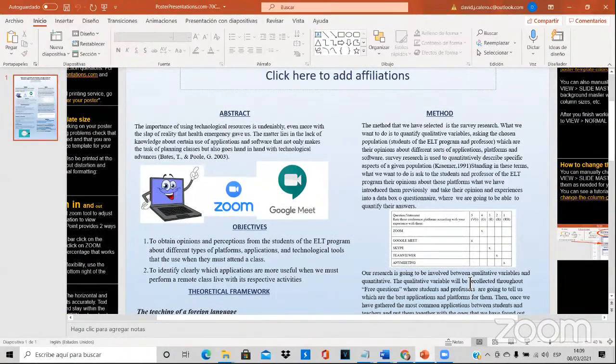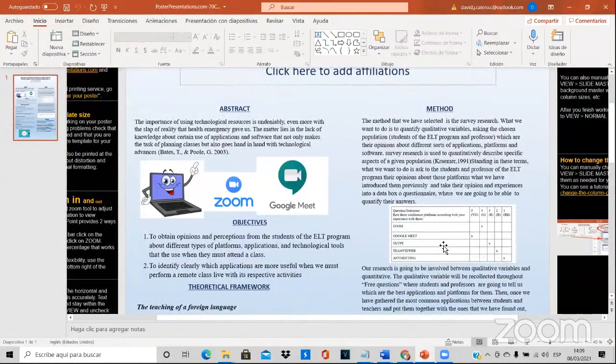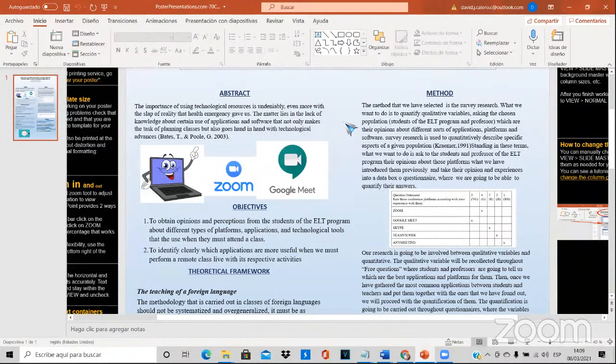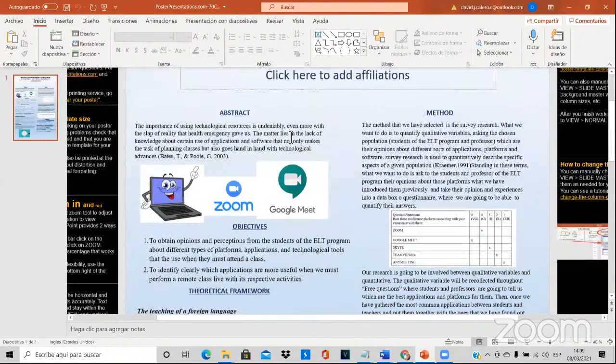Okay, so can you see clearly my screen? Yes, of course we can. Okay, so we have followed the steps there were in the example. So this is how we designed our poster.